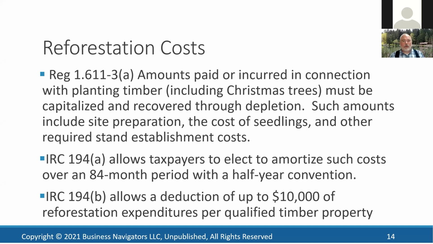For 194A and B, there are some disclosure requirements you have to put on the tax return. It's actually an election that you have to make. We make that election on a Form T, or you can put it in a statement. You also have to include how many acres were treated and what your costs were, and detail them out. So there are some disclosure requirements that go along with making this election.